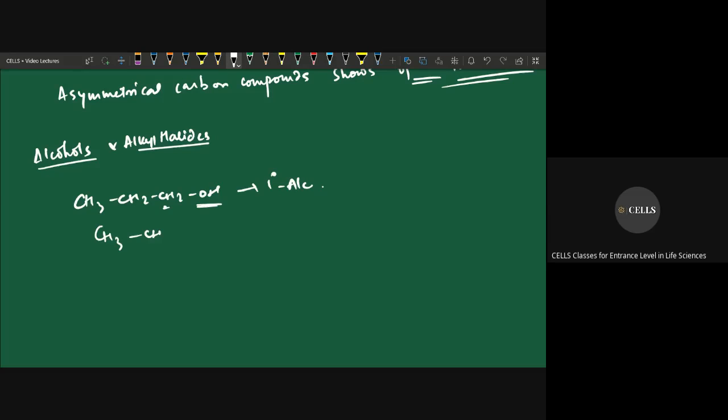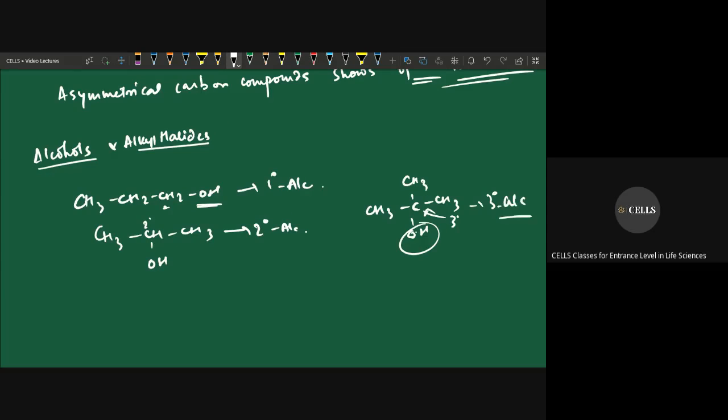Suppose we have this. This was a secondary carbon, so this is a secondary alcohol. Suppose we have this, tertiary butyl alcohol. This is a tertiary carbon, so this is a tertiary alcohol. Neo form of carbon cannot form any kind of alcohol, right? Because all four are bound with CH3.